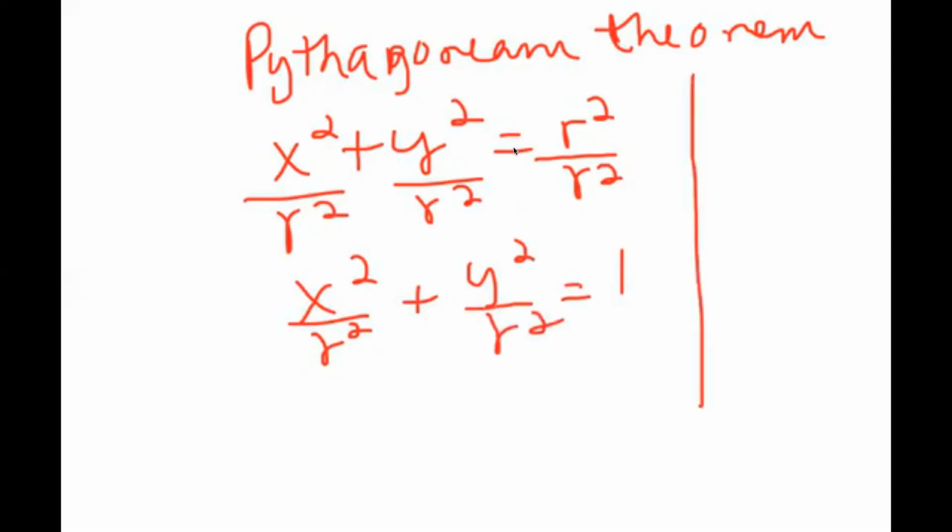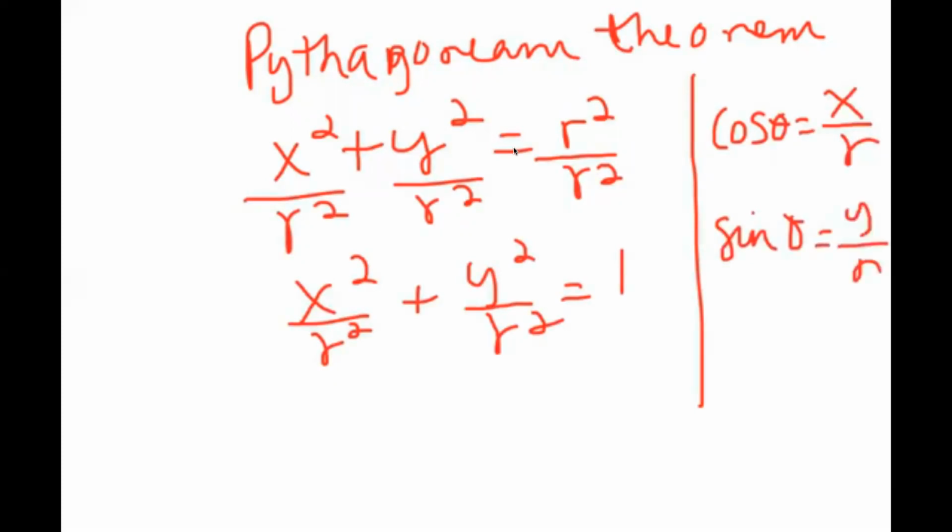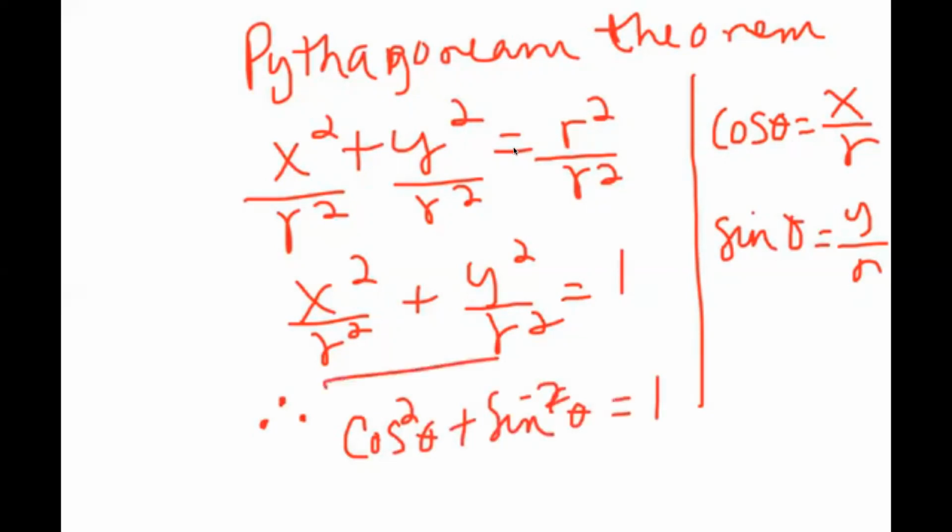Now think about this. We discussed previously that cosine theta is equal to x over r, okay? You see how I'm going back to previous knowledge? Sine theta is equal to y over r. So if we were to do a quick substitution into this formula, x squared over r squared would therefore become cosine squared theta, plus sine squared theta equals 1. And just like that, guys, you have your basic Pythagorean identity.